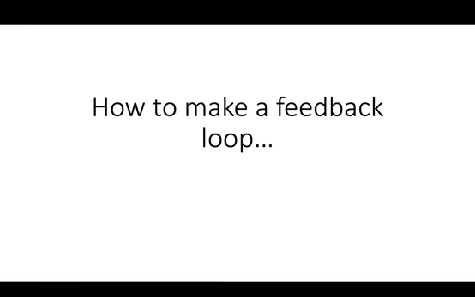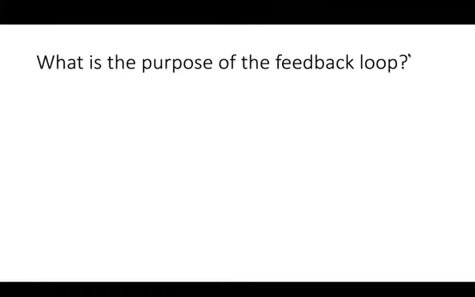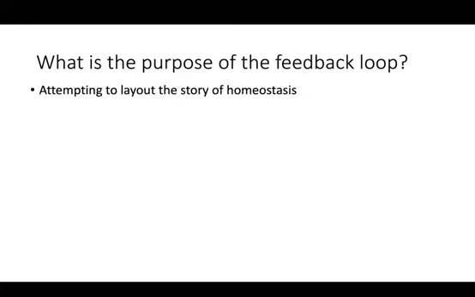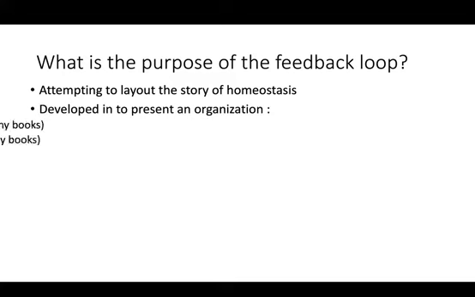So let's take a couple of minutes here and take a look at how we can go about making our feedback loops. So what's the purpose of making a feedback loop? What we're attempting to do here is lay out a story of homeostasis. How does the stress cause a disruption, and how do we go about getting back to homeostasis? We're going to develop this in an attempt to present an organization of ideas.